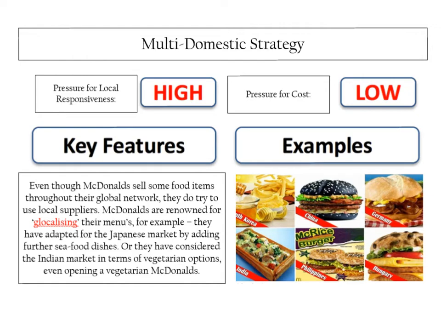The reason why I've chosen McDonald's as a multi-domestic strategy is because of the fact that they operate in over 100 countries and they have globalised many, not just their dishes, but their restaurants as well. So I'll give you a couple of examples.